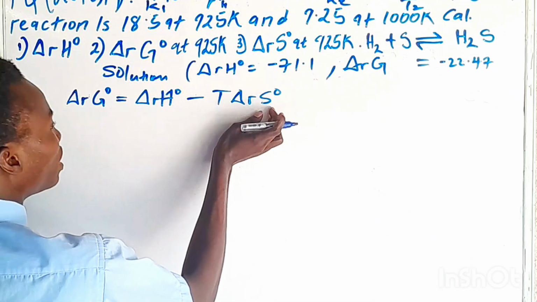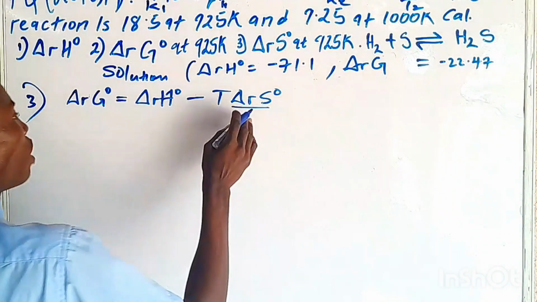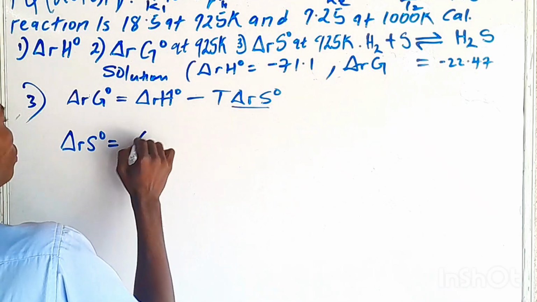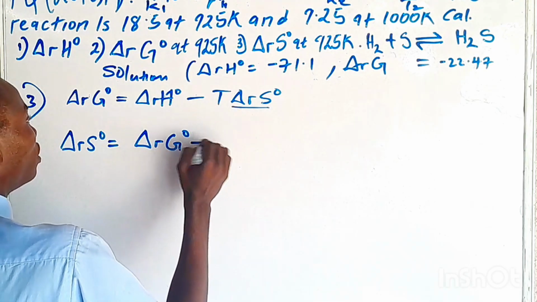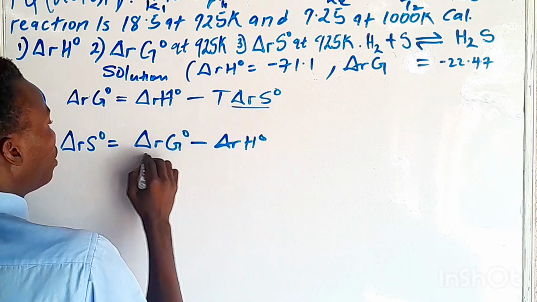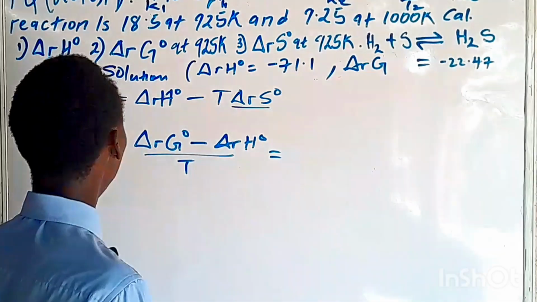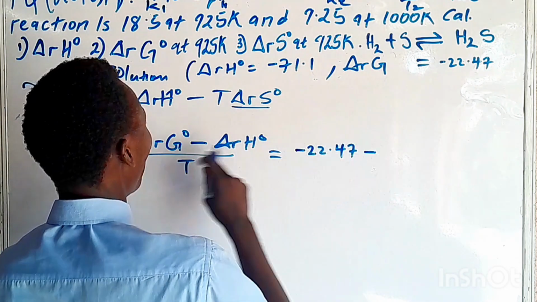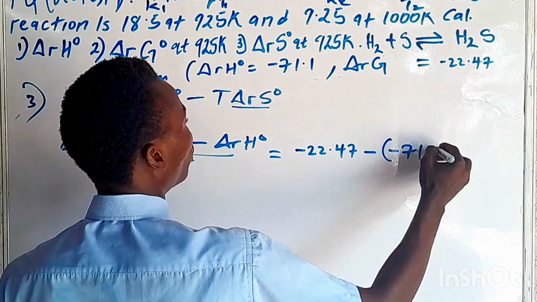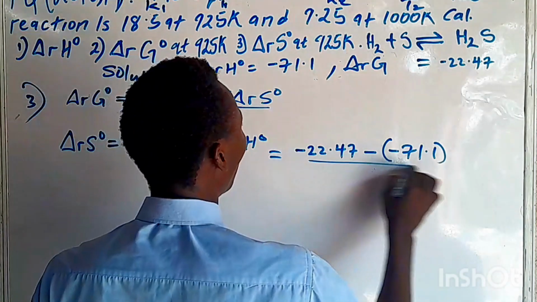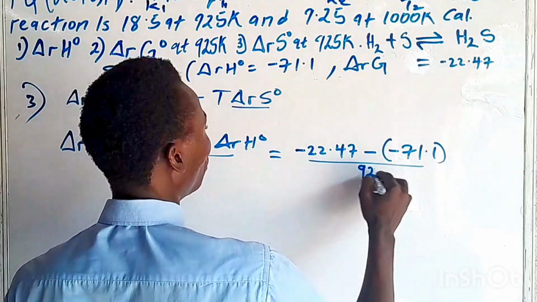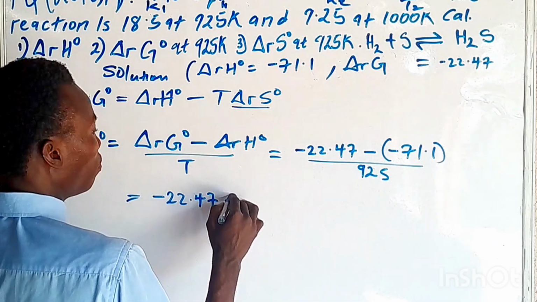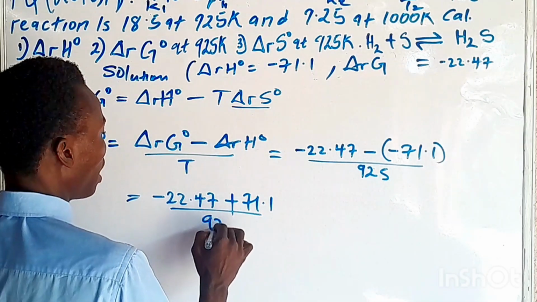Okay, so in this place you make this one subject of the formula. When you make this one subject of the formula, you are going to have the entropy equals the enthalpy minus the free energy, then divided by the temperature. So you are good to go. The next thing we are going to do is compute the data. Bring this one here, minus 22.47 followed by minus here, then this one in this place, minus 71.1. Divide the value by the temperature given, 925. So this become positive: minus 22.47 plus 71.1 divided by 925.